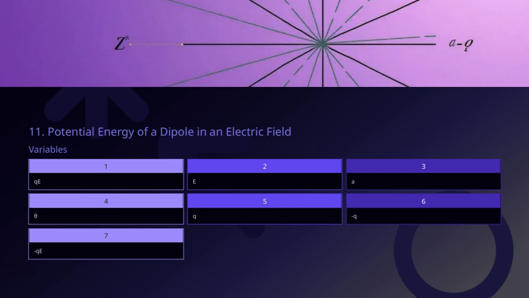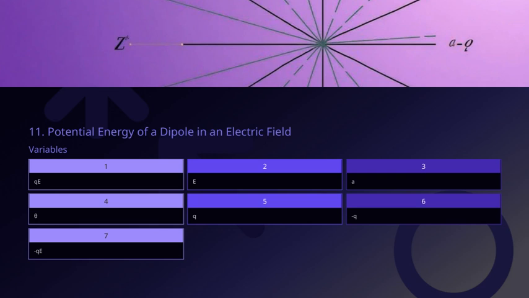Conversely, when the dipole is opposite to the field, the energy is at its maximum, indicating an unstable configuration. Understanding this relationship is key because it helps us grasp how dipoles behave in electric fields, which is fundamental in many applications, from molecular chemistry to electrical engineering. So, recognizing how potential energy varies with orientation gives us insight into the forces and torques acting on dipoles in different environments.